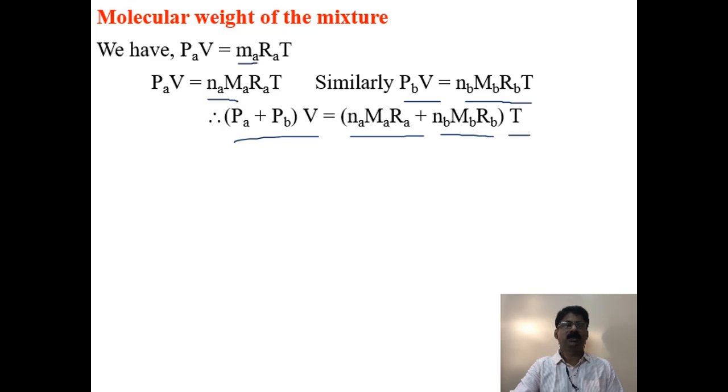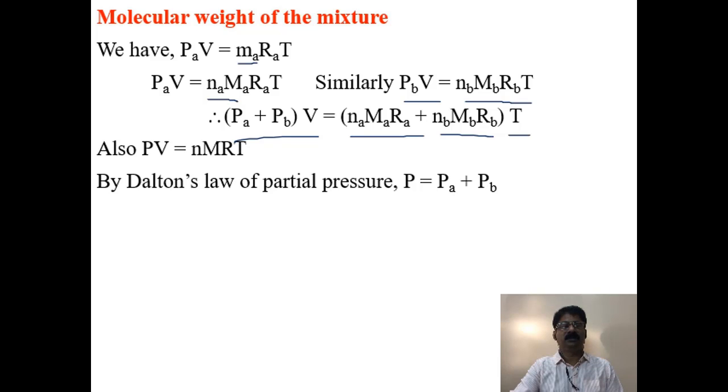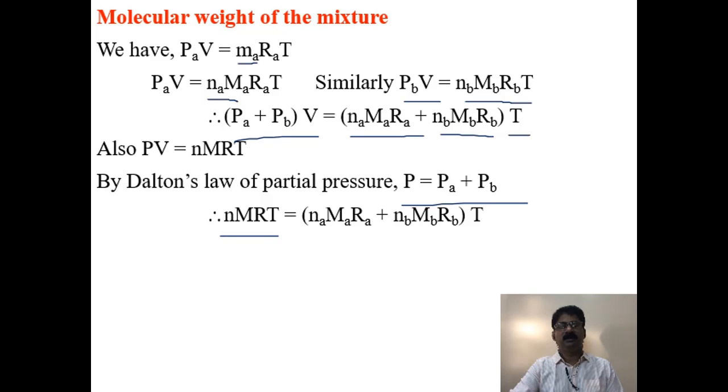Here we have considered only two gases. Also PV is equal to NMRT for the mixture, and by Dalton's law of partial pressures, P is equal to Pa plus Pb. So you can write NMRT is equal to (Na MaRa plus Nb Mb Rb) into T, similar to the previous derivation. You see all this T gets cancelled on either side.